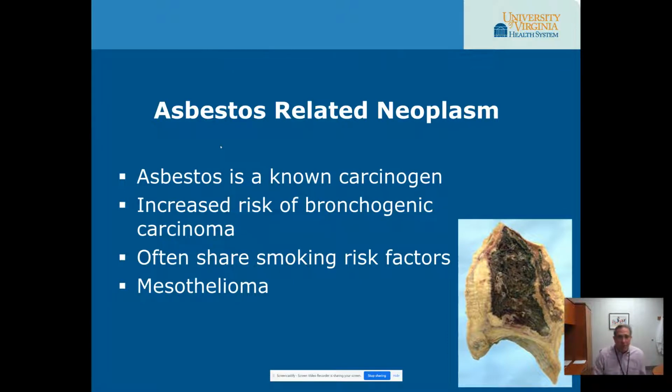Moving on to asbestos-related neoplasm. Asbestos is a known carcinogen. It puts you at increased risk for bronchogenic carcinoma, so normal non-small cell lung cancer, for example. Sometimes someone might ask a question that says, "What's the most common cancer in someone who's been exposed to asbestos?" And mesothelioma will be listed as choice C, but other bronchogenic carcinomas, small cell lung cancer, non-small cell lung cancer, are actually going to be more common than mesothelioma. Mesothelioma is associated, but it's still quite rare.